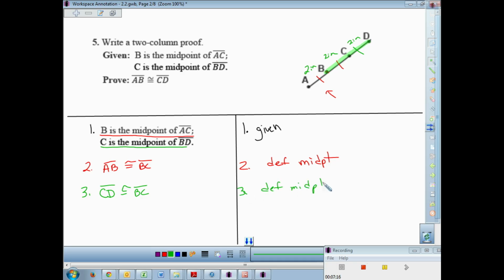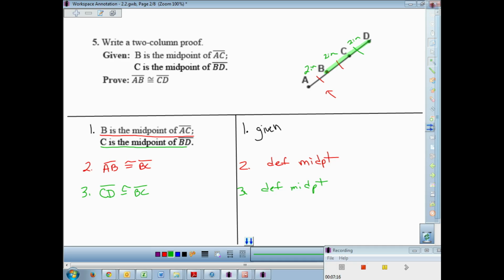If they give you 2 midpoints, you should use the definition of midpoint twice. That's how it works. It's just that simple. If they give you a midpoint, you will use the definition of midpoint. If they give you 2 midpoints, you will use the definition of a midpoint twice. How many midpoints did they give me?